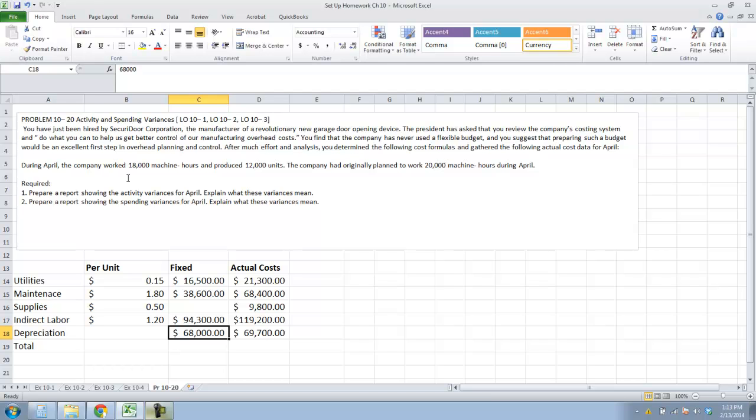After much effort and analysis, you determine the following cost formulas and gather the actual information for April. During April, the company worked 18,000 machine hours and produced 12,000 units. The company had originally planned 20,000 machine hours. Prepare a report showing activity variances for April. Prepare a report showing spending variances for April. What does this all mean?